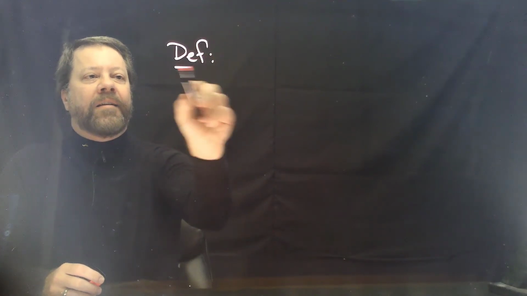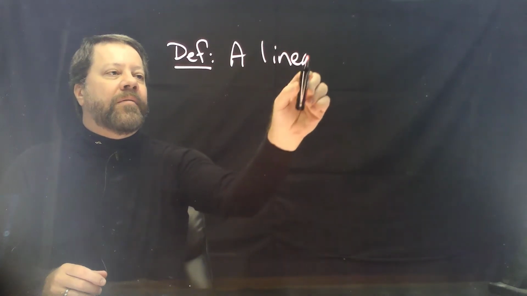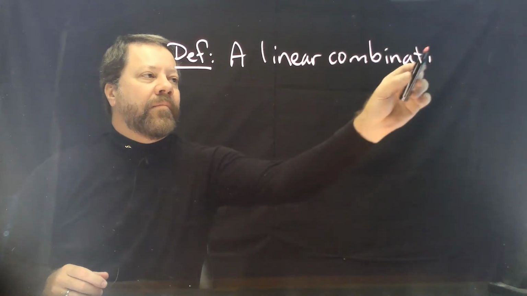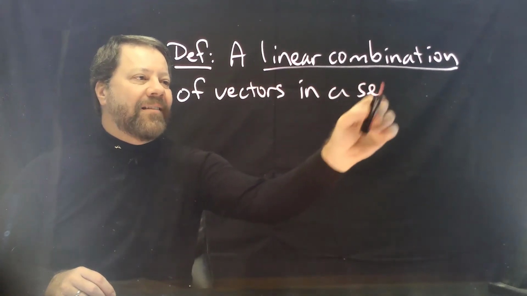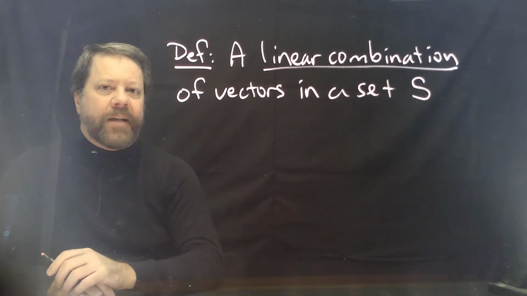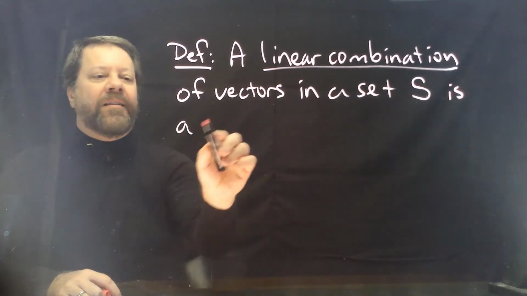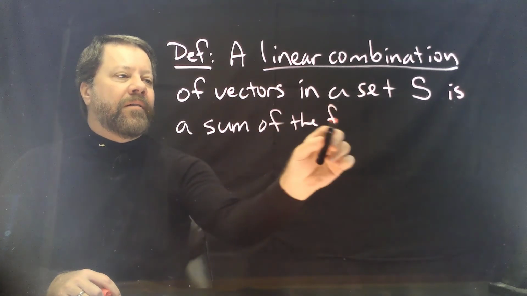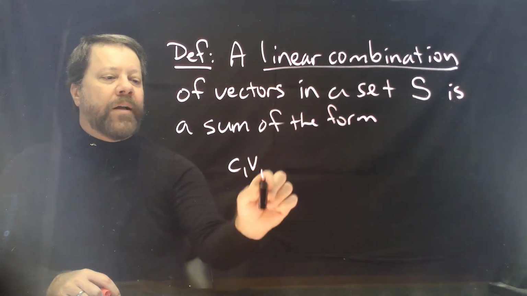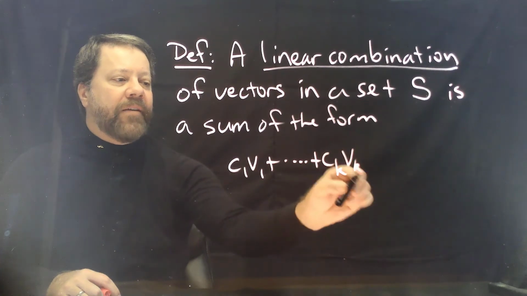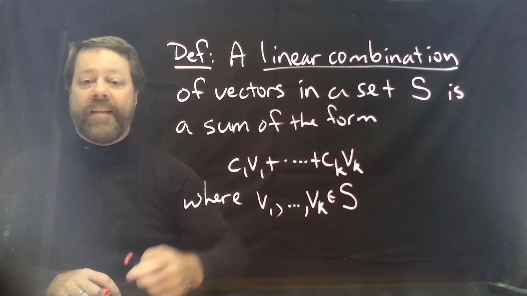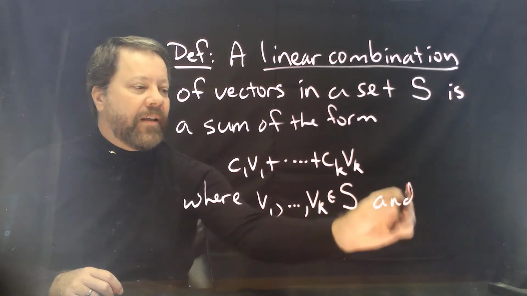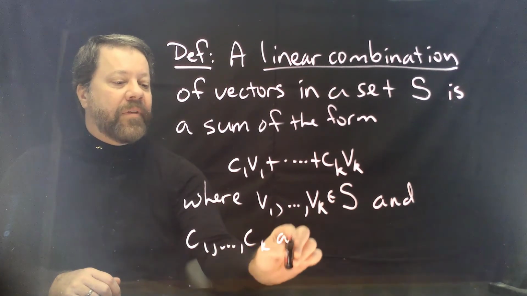First, I'd like to recall a few terms from linear algebra. Recall that a linear combination of vectors in a set S, I'm allowing S to be any subset of a vector space, is a sum of the form C1v1 plus ... CKVK, where each of these V's is an element of the set, and that set is a subset of the vector space, so each of these are vectors, and C1 through CK are scalars.